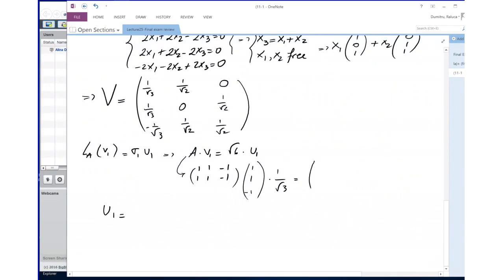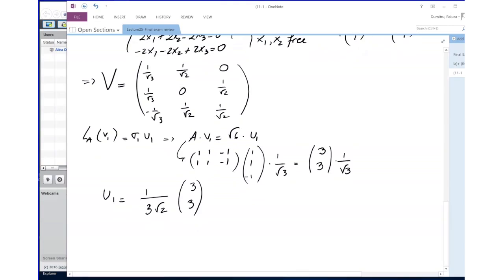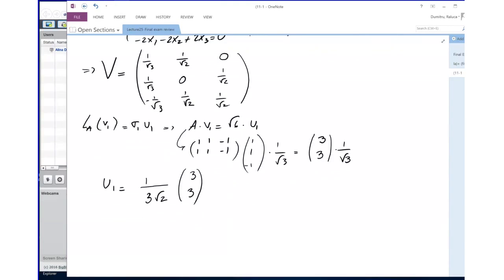Let's try it one more time. 3, 3. So U1 is 1 over 3 square root of 2. Which is good, right? Because the norm of 3, 3 is the square root of 18, which is 3 square root of 2. It's good. It has norm 1. Okay, and that is the extent to which the theorem helps us, right?